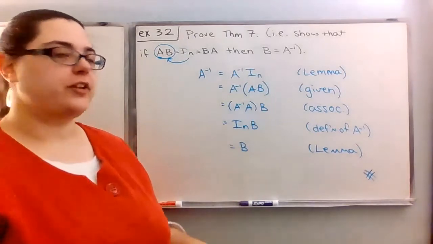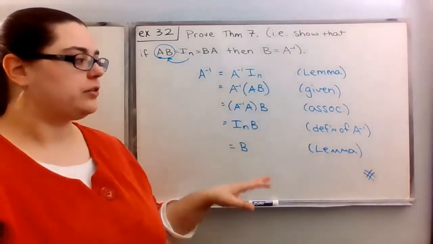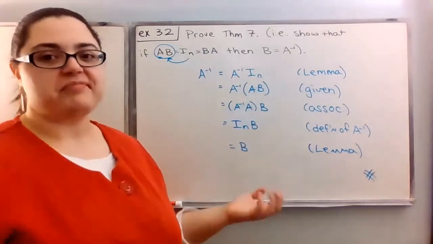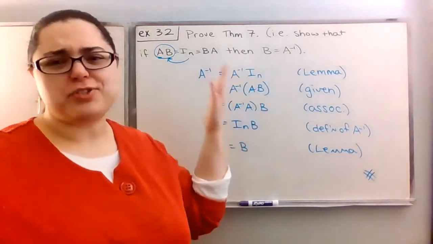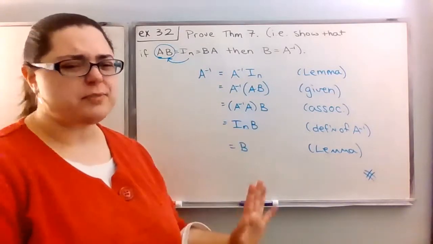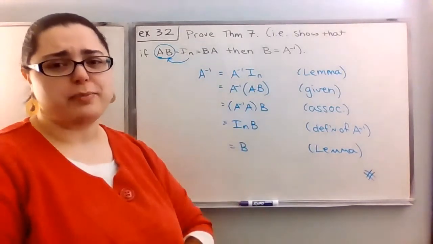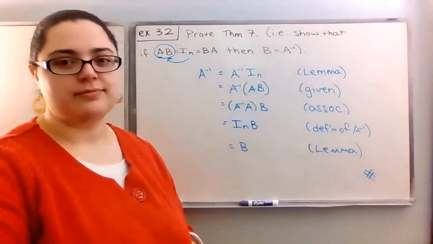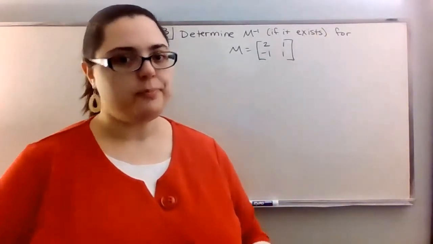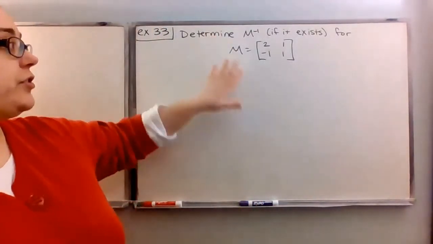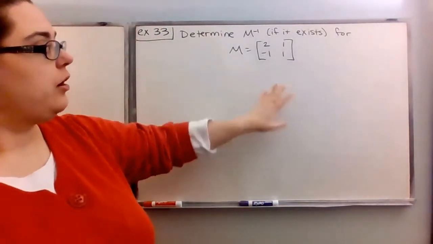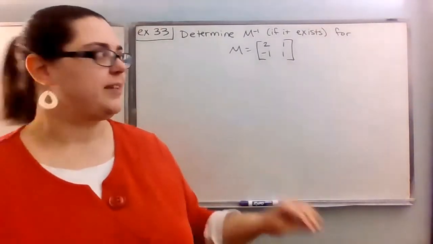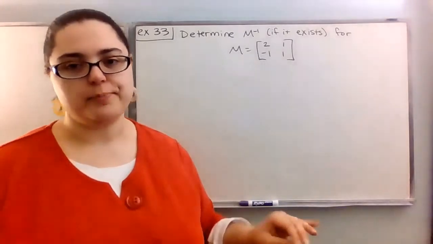So now that we've proven that the inverse is unique, assuming there is one, a matrix has a unique inverse. How do we find one? Well, let's try small. We'll start out small, see what we get. We'll start out with a 2x2 matrix and try and find its inverse if it has one. For example 33, we're going to determine the inverse of M if it exists for this matrix here. Just a basic 2x2 matrix, easy numbers, 2s and 1s should be nice, right?